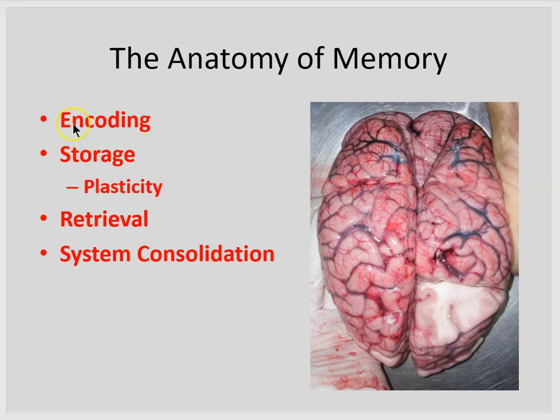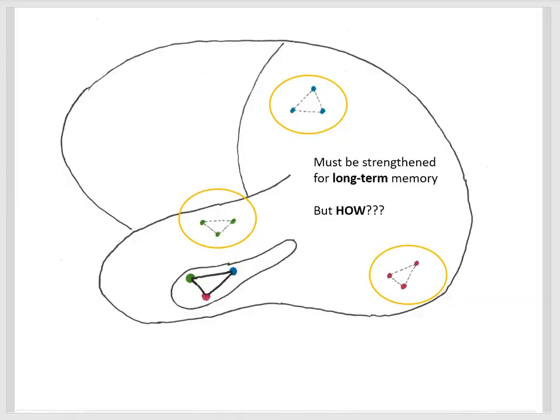In the last lesson, we looked at encoding, storage, and retrieval. In this lesson, we'll look at this important process called system consolidation. It will be responsible for strengthening the cortical memory traces so that we have reliable and durable memories of information about our world stored in what psychologists would call semantic memory.